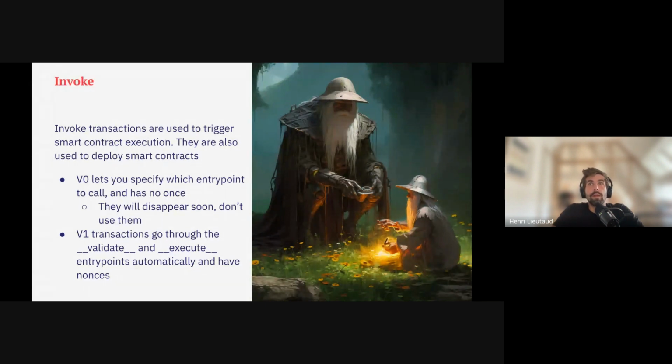Now, after that, some additional specs were added on account abstraction, and the current flow for account abstraction, which I think you talked about, was put in place. The current flow is that your transaction has first to go through validate, then execute. So in your transaction, you need to specify who's the recipient of the transaction, and it's your account. It always goes through validate, then execute. And then the actual entry point you want to call is inside the payload. That wasn't the case before. That was part of the V0 transaction.